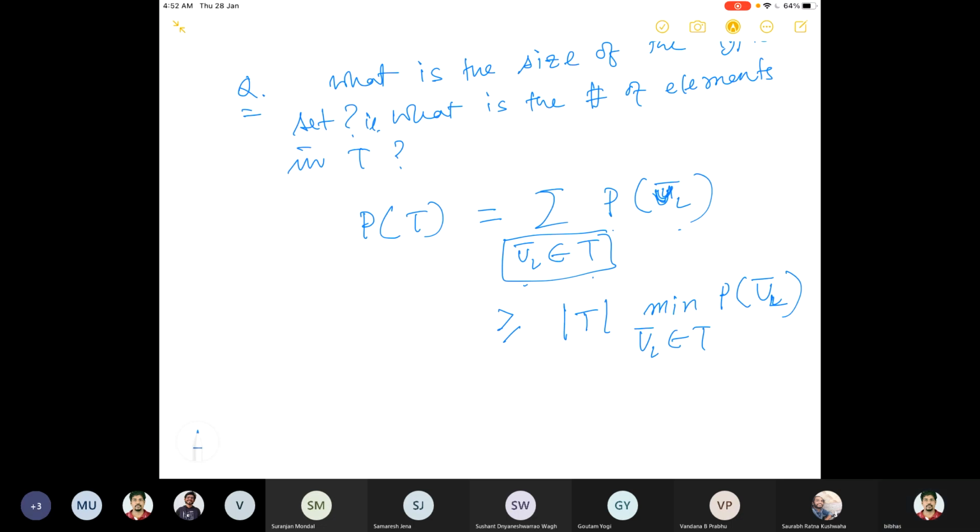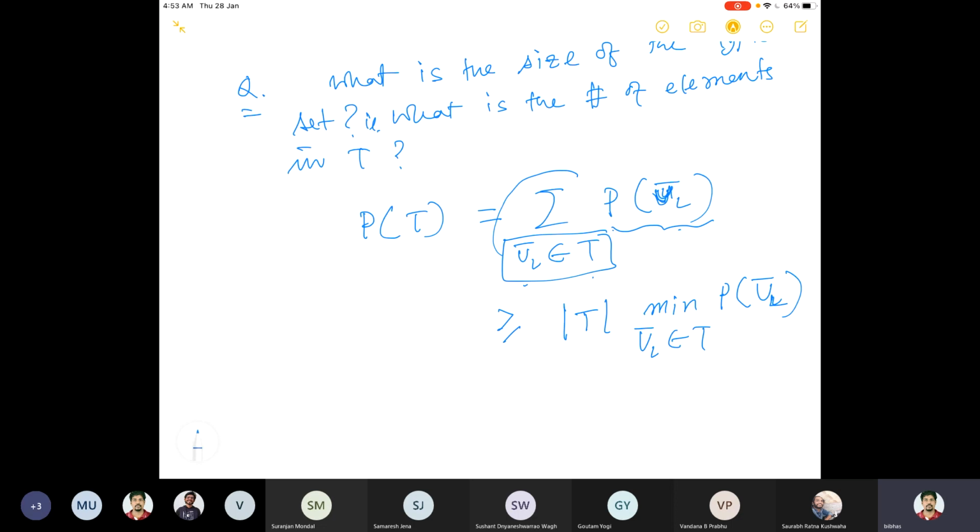You got it? P of U^L bar is of course bigger or equal to the minimum of P of U^L bar for all U^L bar in T. This sum is always bigger or equal to the minimum of all those. Right? And how many are those? They are in the summation. This is mod of T many, the number of sequences in the typical set, or sometimes it's also called the type set, by the way. So let us call it the typical set here.